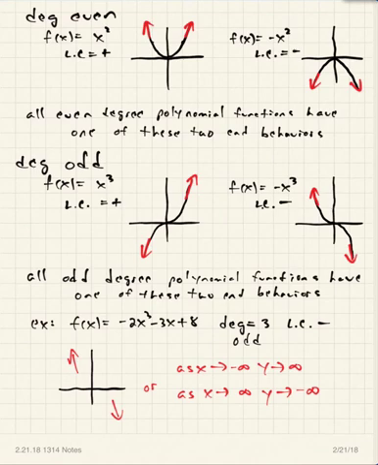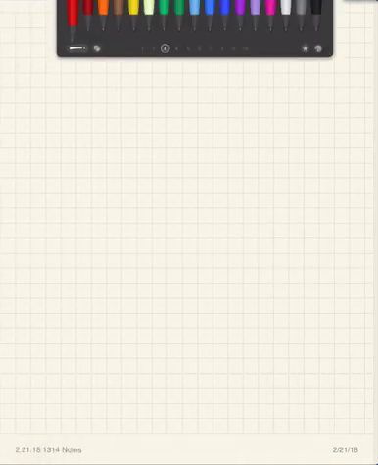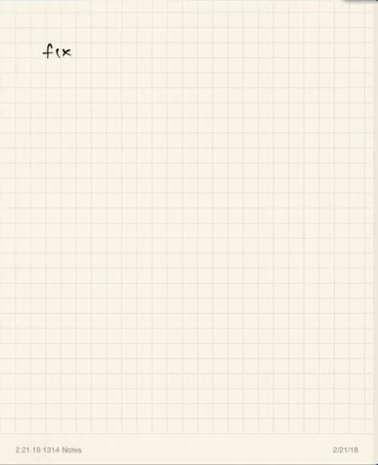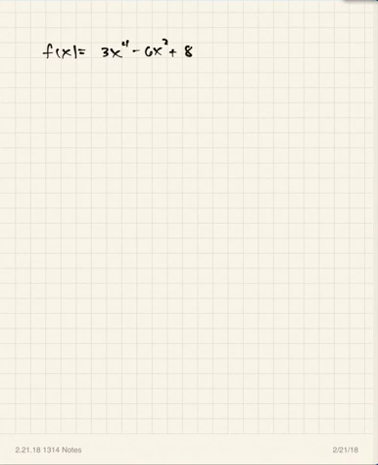All right, so you get some information about the graph immediately based on the degree and the leading coefficient. Let's say we have f of x is 3x to the 4th minus 6x squared plus 8. So what's the degree of this function? 4. Okay, the degree is 4. Do you agree it's 4?